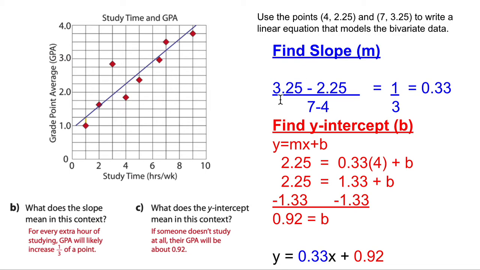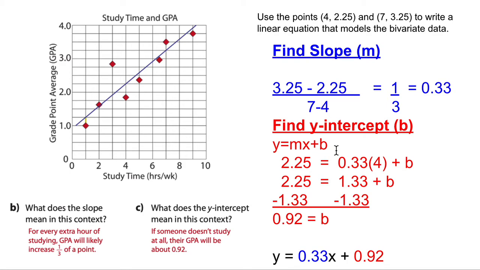So I took my y value, 3.25, and I subtracted 2.25 to find a value of 1 for my rise. For my run, I'm going to take 7 minus 4 to find a value of 3. When I take this fraction 1/3 and I put it into a decimal, I get 0.33. Now, to find my y-intercept, I could look at the graph, but it looks like it's going to be slightly below 1. I just don't know how much.